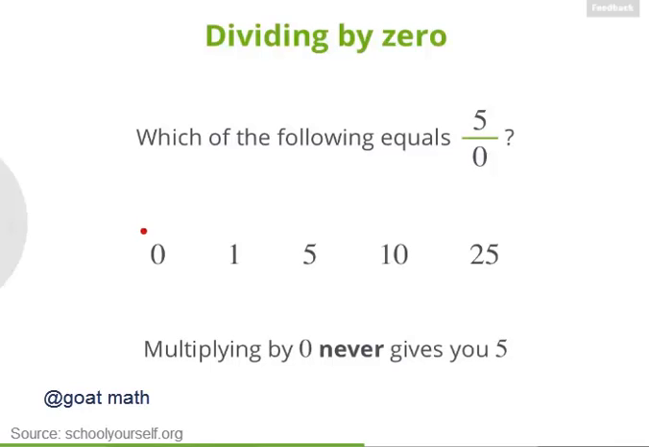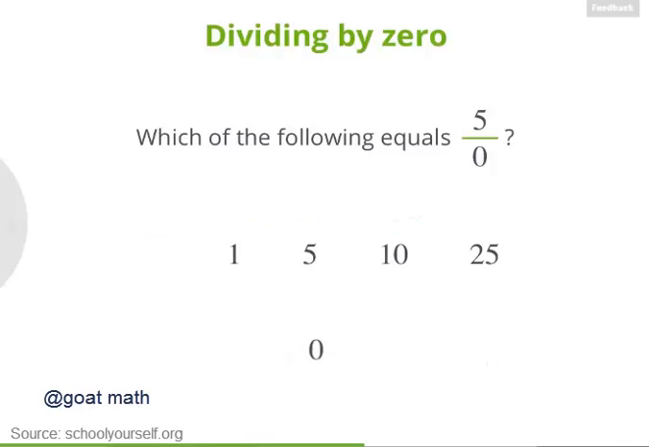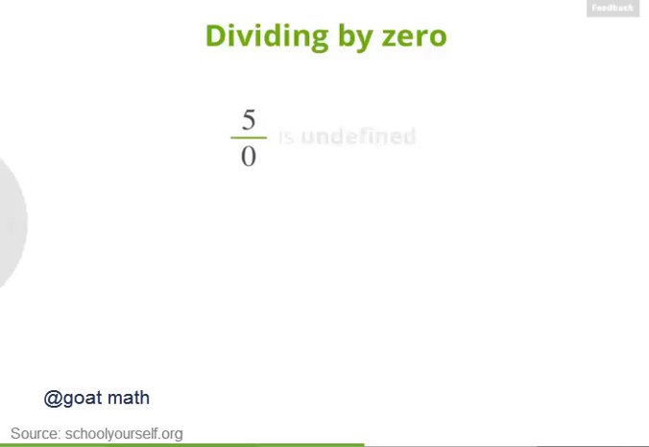Exactly right. Not one of these is correct. 0 times 0 equals 0, as does 0 times 1, 0 times 5, 0 times 10, and 0 times 25. 0 times any number always gives you 0. So then what number times 0 gives you 5? In other words, what is 5 divided by 0? The answer is, there is no answer. 5 divided by 0 is said to be undefined.